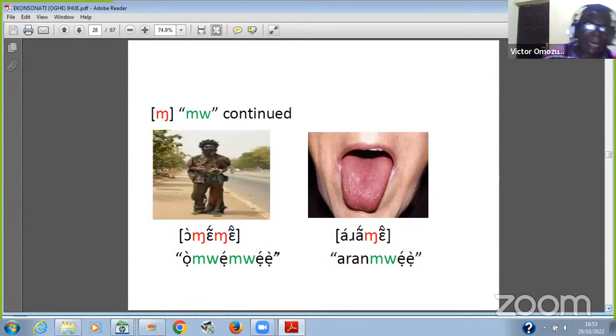Then over there, the word omeme. You can see, as we said earlier, the first vowel before the nasal consonant can never be nasalized. It will always be an oral vowel. That is a phonetic rule in the Edo language. But any vowel that comes after a nasal consonant is automatically nasalized.